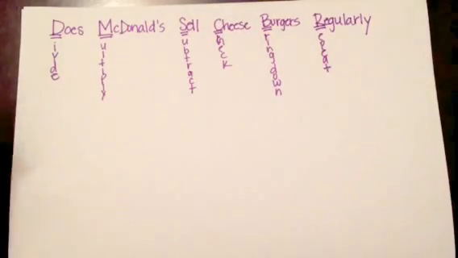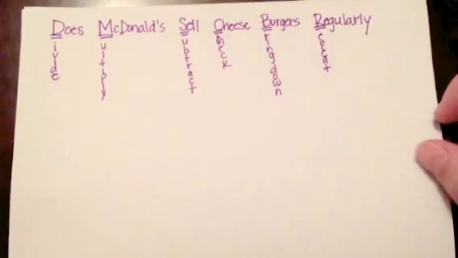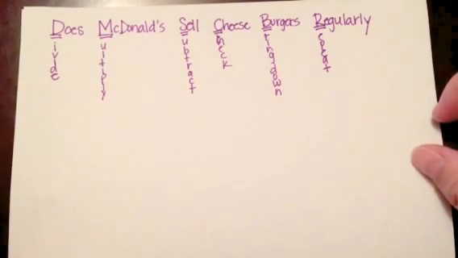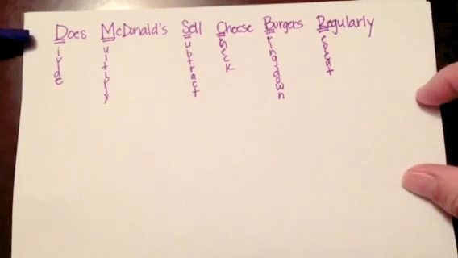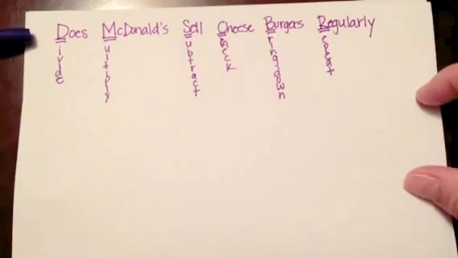Okay guys, sorry I couldn't be with you today, but we are going to continue our discussion from Friday on dividing with the standard algorithm for division. If you remember on Friday, we talked about this little saying, does McDonald's sell cheeseburgers regularly, to help us remember the steps for the standard algorithm.